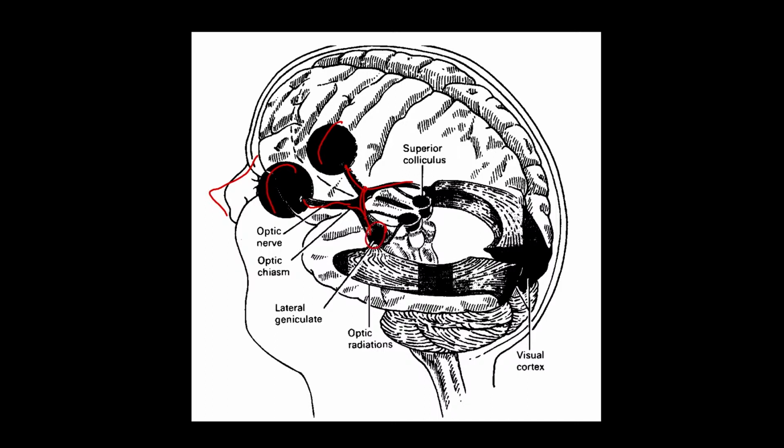They then make a way stop. They make a stop down in here, in the lateral geniculate, which we'll talk about, and then the lateral geniculate has projections up into something called the superior colliculus. And a lot of it goes to what's called the visual cortex. And we're going to talk about that.